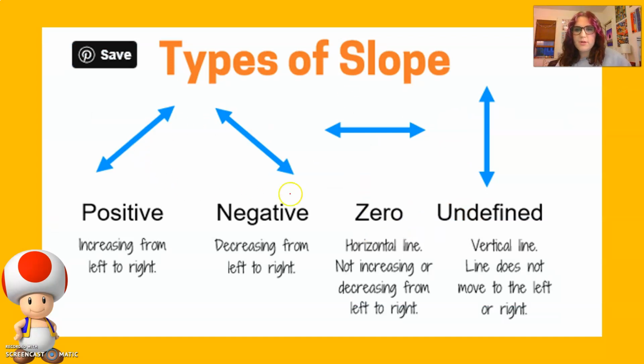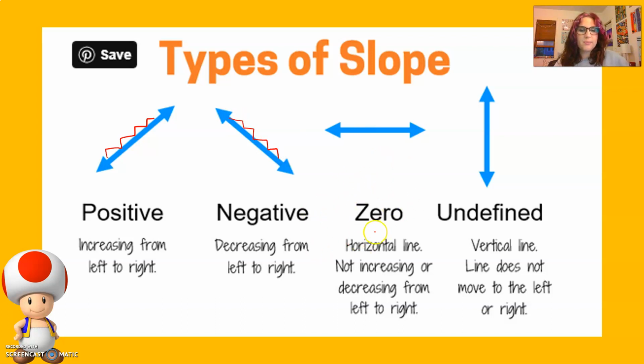And then we have our 4 types of slope. So we have a positive slope, which is increasing from left to right. So we go up the stairs. We also have a negative slope, which is decreasing from left to right. So we go from up to down, and we're going down the set of stairs into the negatives.